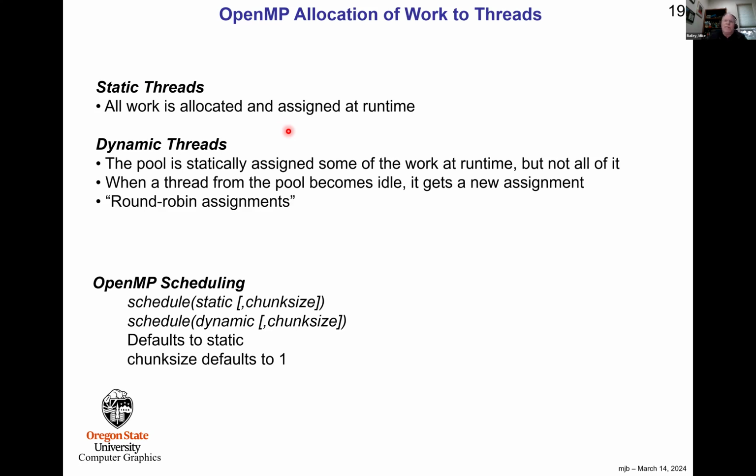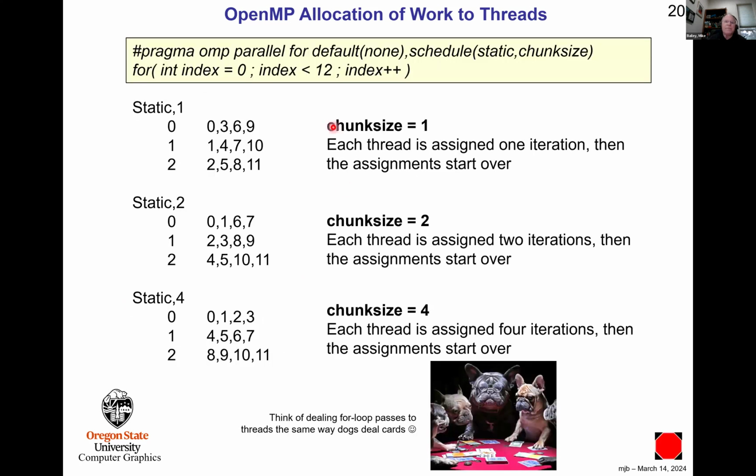What you would rather do, if you think there's going to be a difference in how long each thread takes to execute its tasks, is you allocate part of the for loop passes to the threads, leaving some in a pool. And then when a thread goes idle, it gets to pluck some out of the pool. Okay, and so this is called dynamic threads. And you can set this on the pragma line. And so at the end of the pragma line, you say schedule static, schedule dynamic, and then you have something called chunk size. And chunk size, well, I think of this as dealing cards at a poker table.